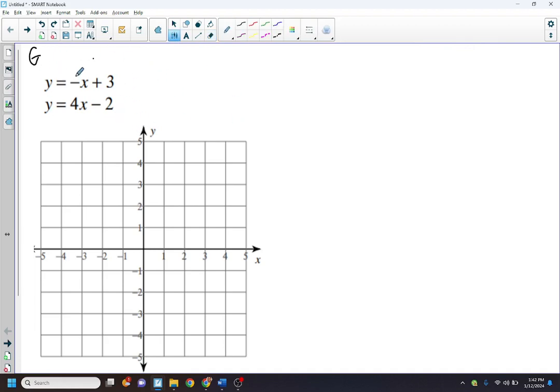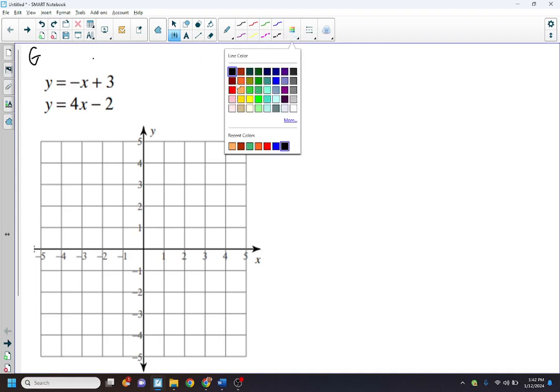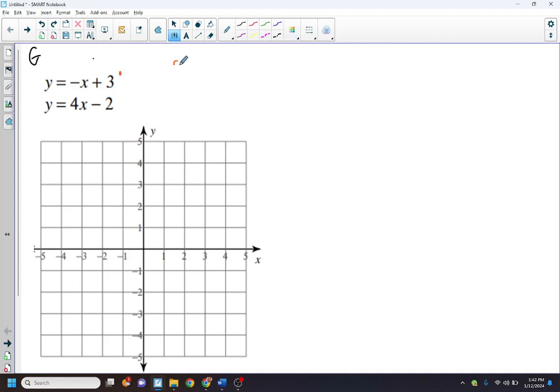So first off, we have graphing here. So graphing over here, we're always going to graph. I'll use colors to help guide it. Here you have y equals negative x plus 3, where m equals negative 1 over 1, and b equals 3.